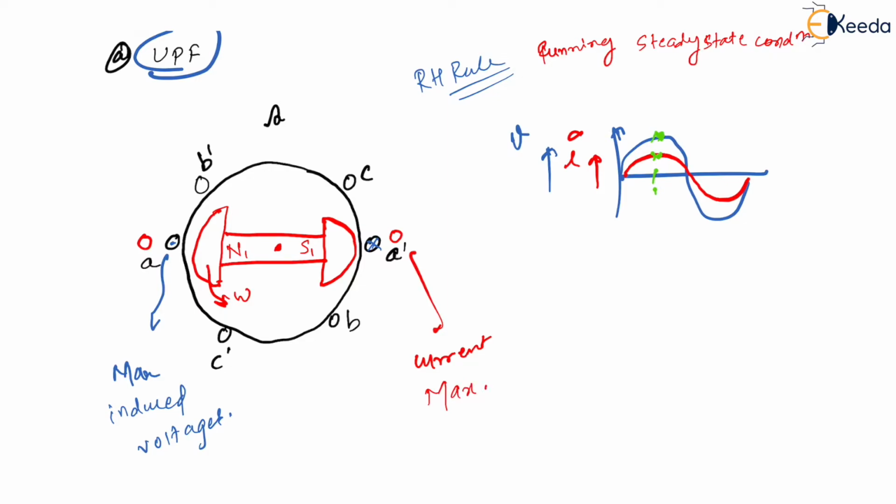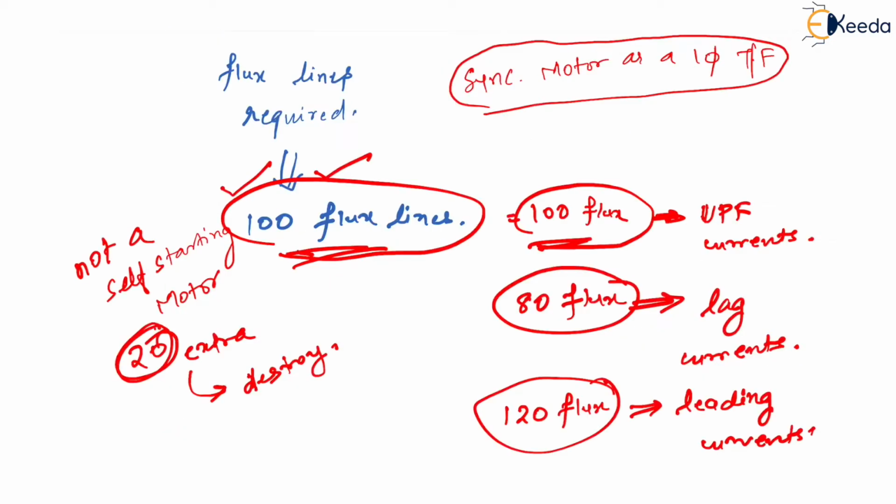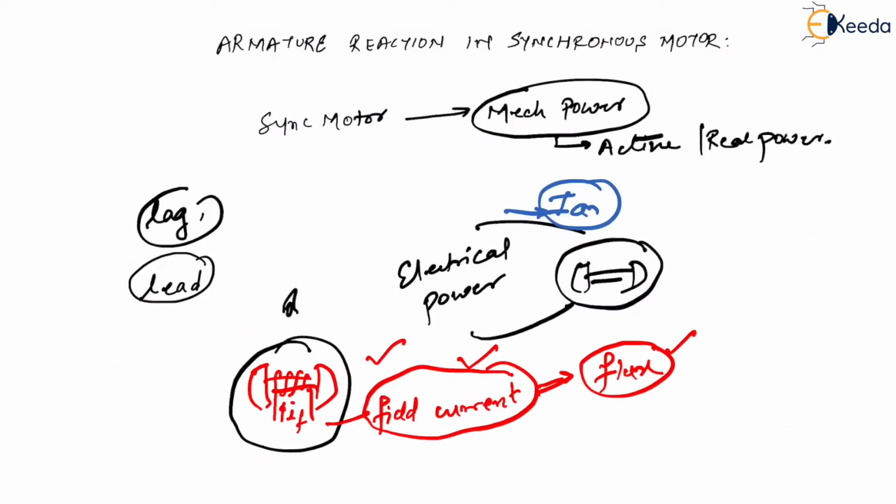Now we need to understand one thing. Whenever we talk about a synchronous motor, we have seen that in the VI characteristic, V and I are in opposite direction to each other. We have already talked about it earlier. But still, if you are interested, let me give you one simple example. Do you agree that your synchronous motor is a load, correct? Definitely it is a load, which means it is going to absorb electrical power, correct?